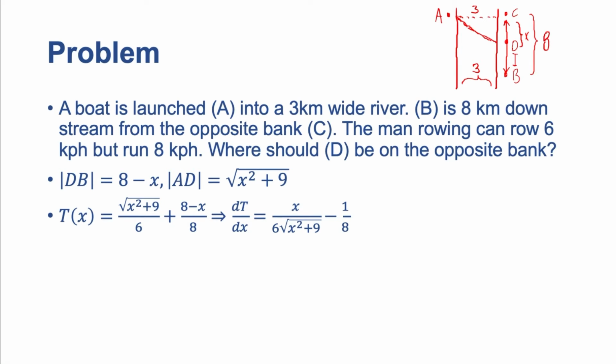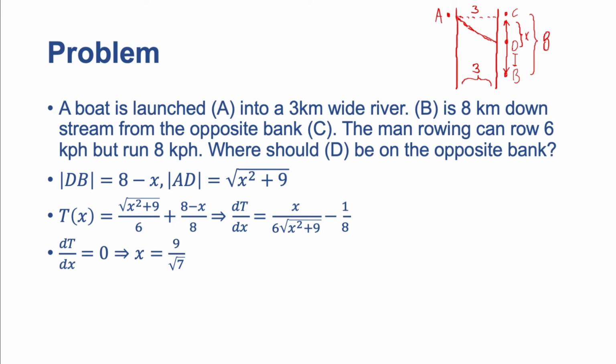This is some fairly easy differentiation that will lead us to an answer for the derivative. That will give us dt by dx equal to x over 6 times the square root of x squared plus 9, minus 1/8. Now we need to solve for 0, and to do that we just need to do some algebra. When we solve that, it gives us an answer of x equals 9 over root 7. So we have successfully done the hard part. We've used the calculus and set up the problem.